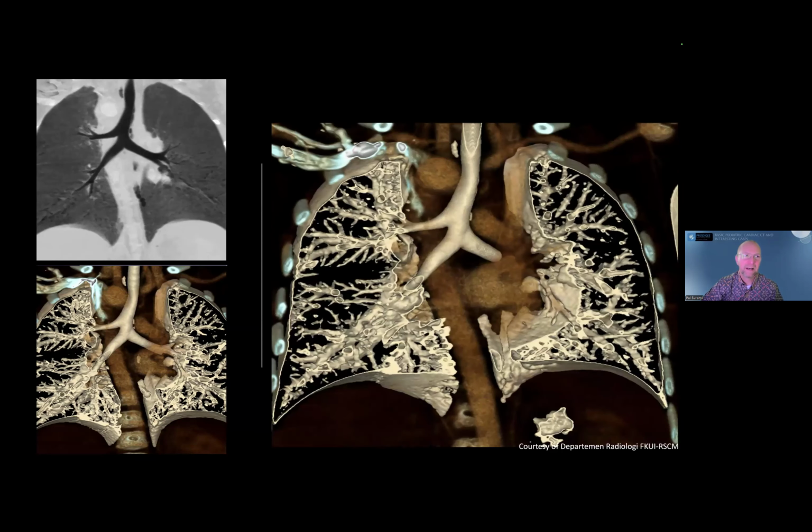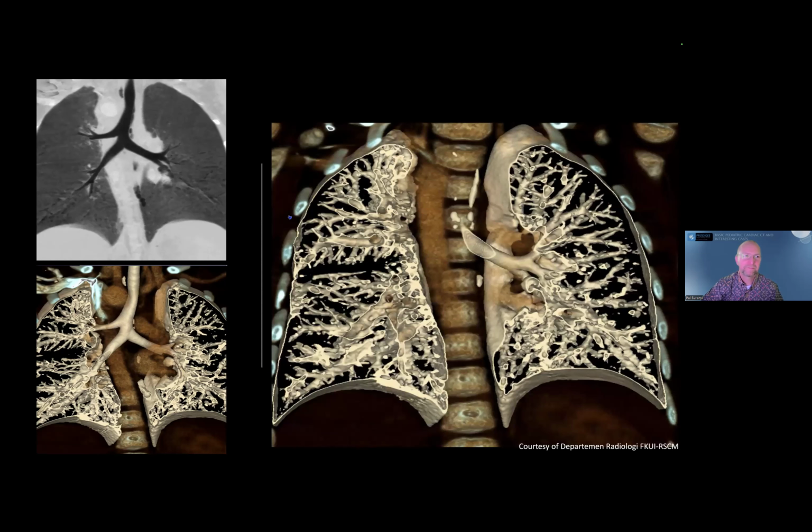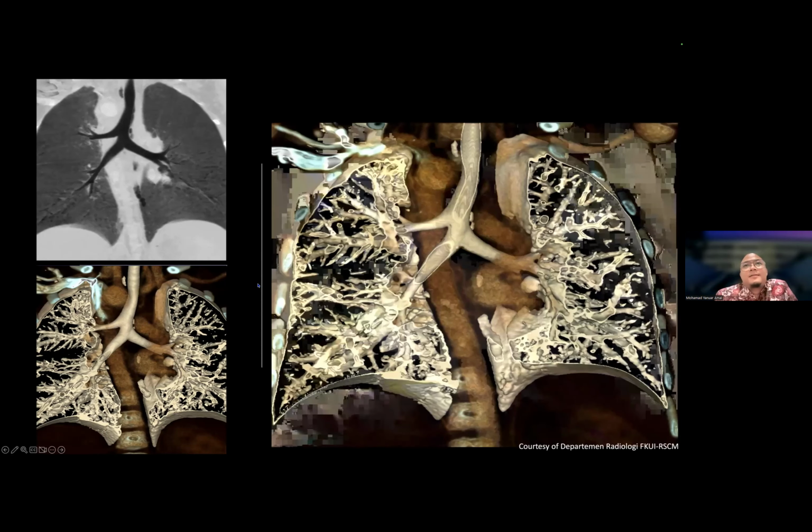Maybe in somebody with situs inversus. Probably. Yeah, I've never seen it. Very cool.